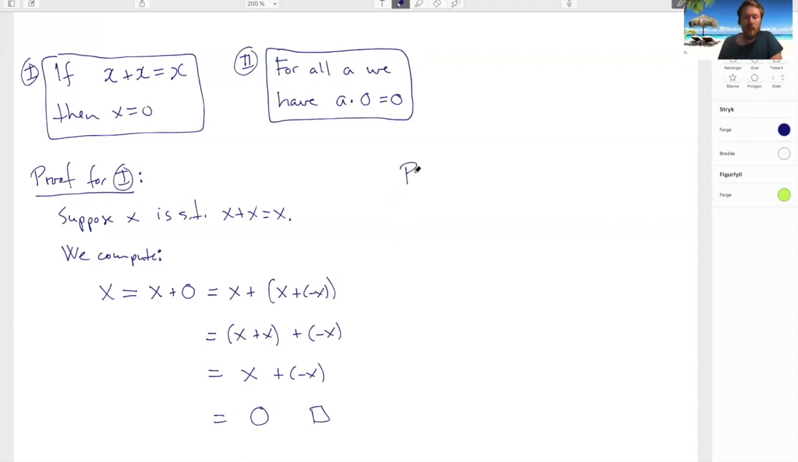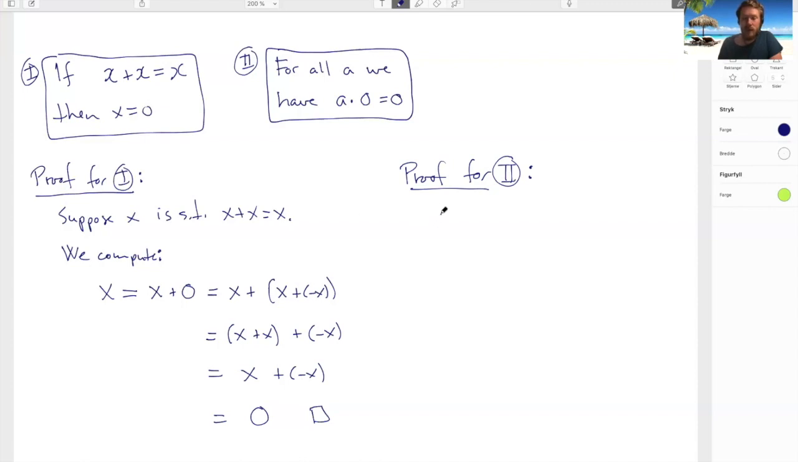So now let's do the proof for 2. Here we're making no assumptions on a, it's just any number. And I want to show that a times 0 is 0. Now we proved this statement here. So if I can show that a times 0 plus a times 0 is equal to a times 0, then a times 0 is 0.